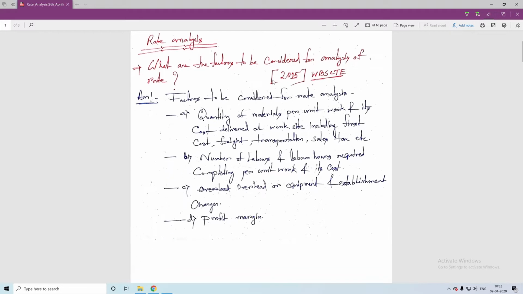Okay, so look. First question is, what are the factors to be considered for the analysis of rate? Very basic question. I already gave this solution, and I have written it here also. First thing is the quantity of the materials. Obviously it will reflect the analysis of rate. Second one is the number of laborers. Obviously if you increase the number of laborers, the rate will increase. And overhead or equipment, obviously it will depend on equipment also. If you increase the number of equipment, the rate will also increase. The profit margin, obviously the profit margin also reflects the analysis of rate.